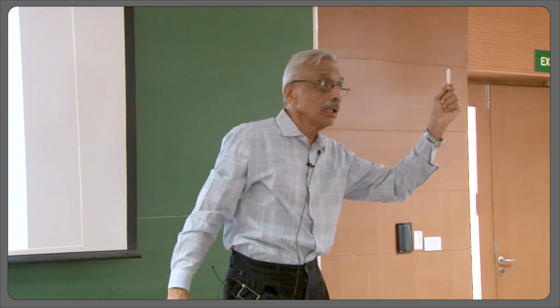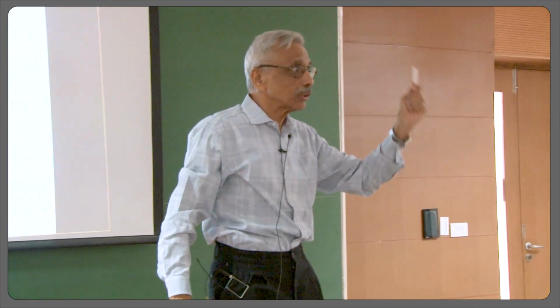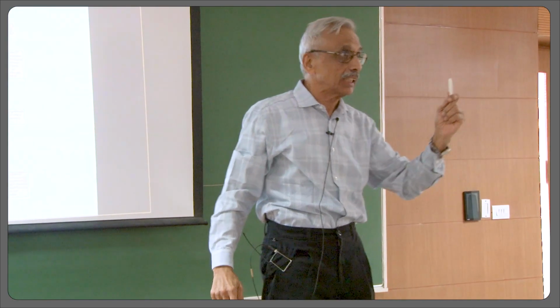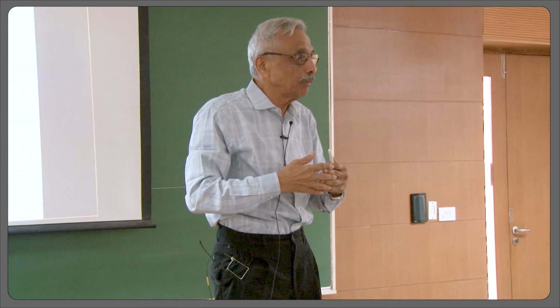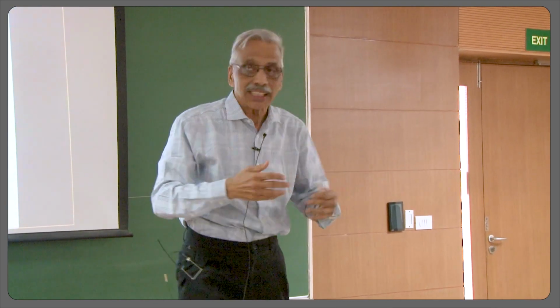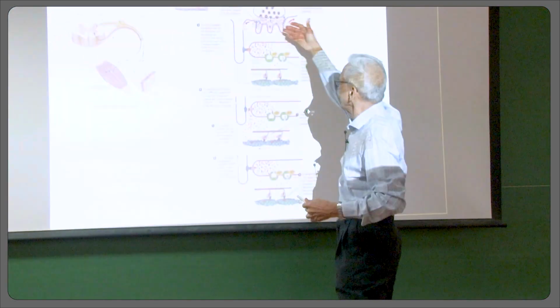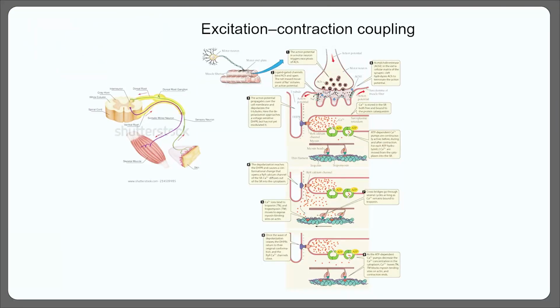So it is by the process of exocytosis that the synaptic vesicles will release their contents, and the acetylcholine will flow into the synaptic space. So in this space you will have the acetylcholine molecule. That acetylcholine molecule will just diffuse, and some will come in contact.